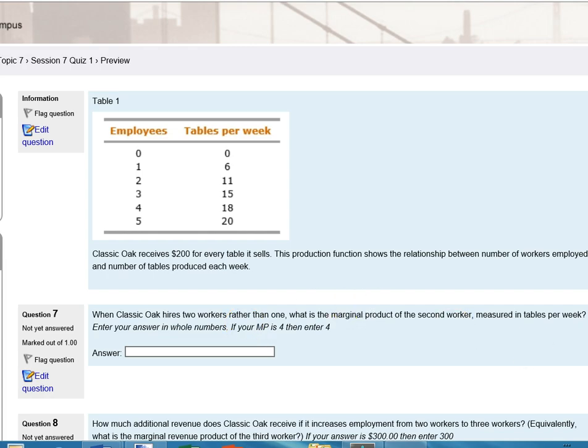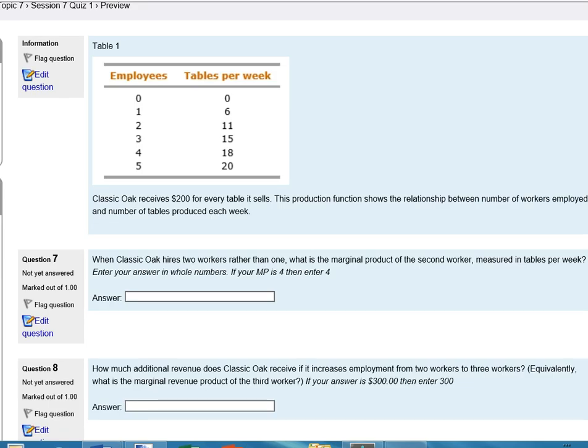Now here we have a table, and the table shows number of employees and tables per week. Classic Oaks receives $200 for every table that it sells. The production function shows the relationship between the number of workers employed and the number of tables produced each week. So here are the employees, and this is how much output is changing. Remember, this is total output, not output per person. Question number 7 says, when Classic Oaks hires 2 workers rather than one worker, what is the marginal product for the second worker measured in tables per week?